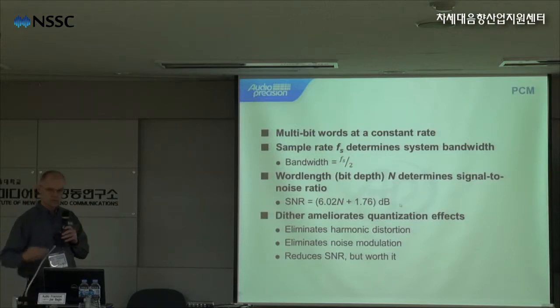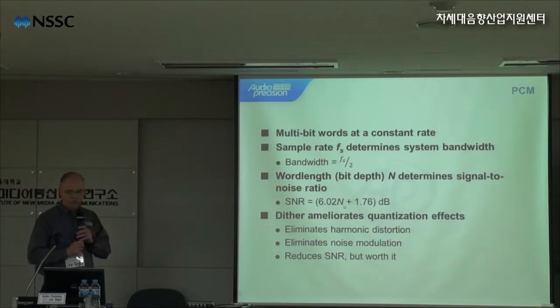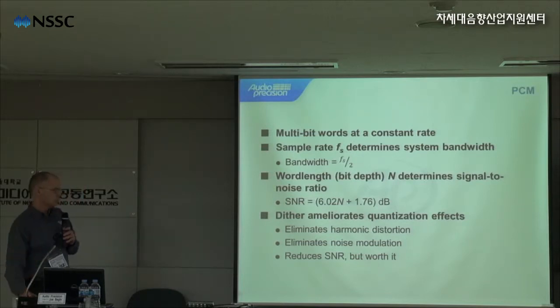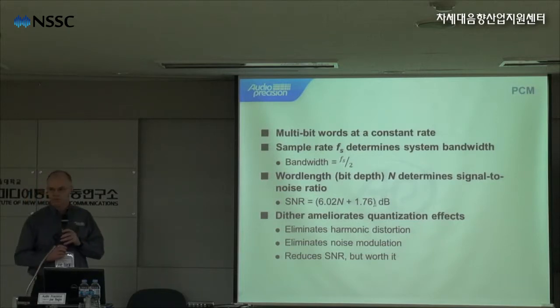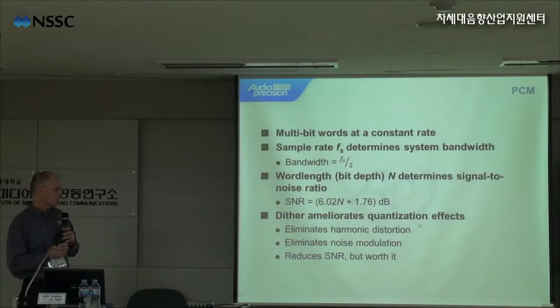So we talked about this yesterday and again this morning. So the signal-to-noise ratio is theoretically 6.02 times the bit depth plus 1.76 in decibels. So for 16 bits, you typically get about 94 dB of signal-to-noise ratio. And as we discussed, dither ameliorates the quantization effects. It eliminates harmonic distortion, it eliminates noise modulation. It reduces the signal-to-noise ratio a little bit, but it's worth it because the overall effect on the audio is better.